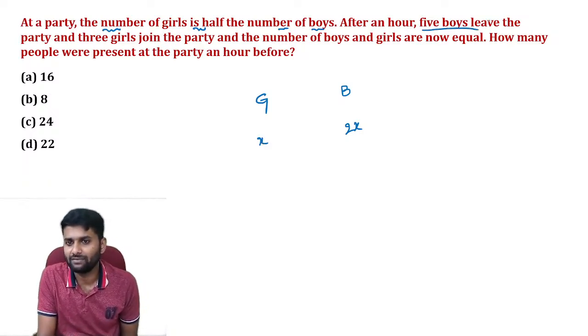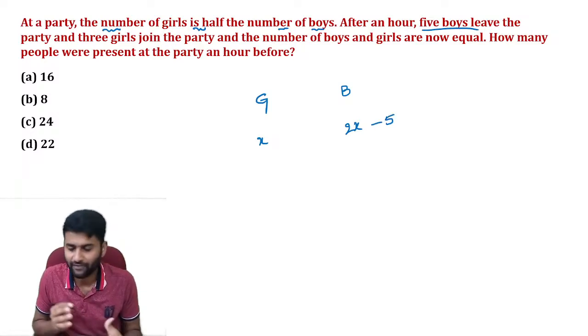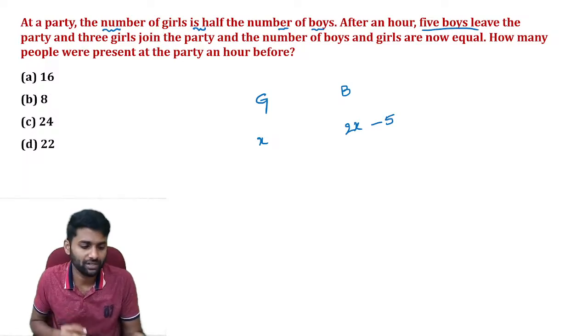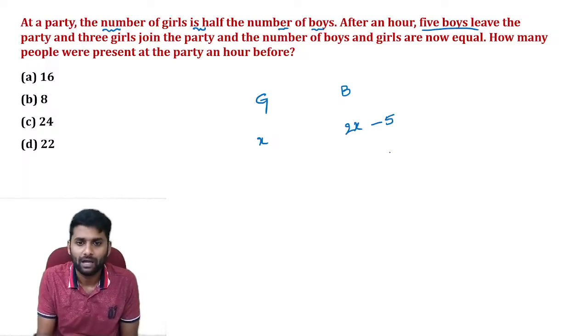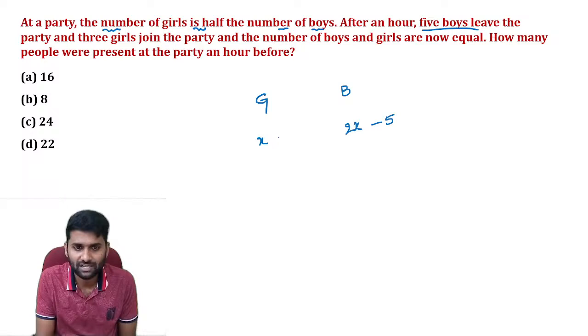After an hour, five boys leave. So finally, how many boys are there? After five members left, now the count of boys is 2x minus 5. And three more girls joined the party. So they clearly mention that after this, the number of girls and boys are equal.